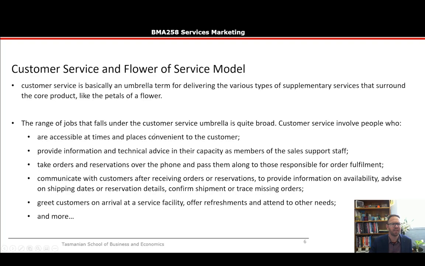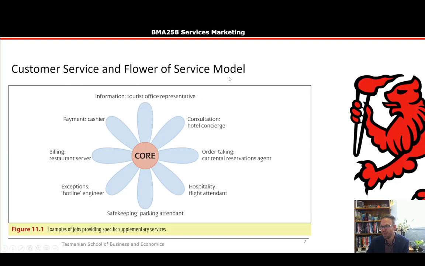So customer service and the flower of service models. We've talked about this model before, but we're going to try and integrate these two concepts together. So customer service is basically an umbrella term for delivering the various types of supplementary services that surround the core product, like the petals of a flower. Right, I'm going to skip forward a slide here, and this is Lovelock's flower of service model. So we're going to come back to that.